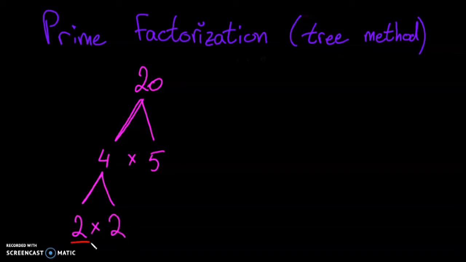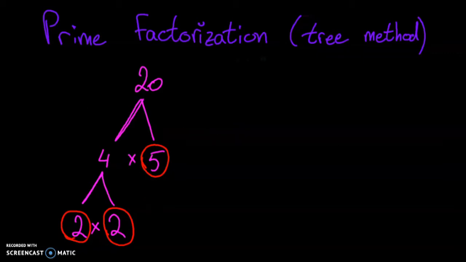Now let's look at the number 2. Can we separate the number 2? No, we can't. So 2 is a prime number. Here also 2 is a prime number. Now we look at the 5. Can we separate 5? Again, no. We can't. So we're going to circle it.